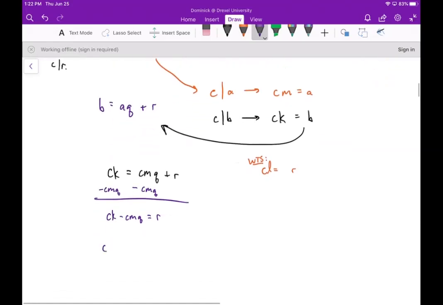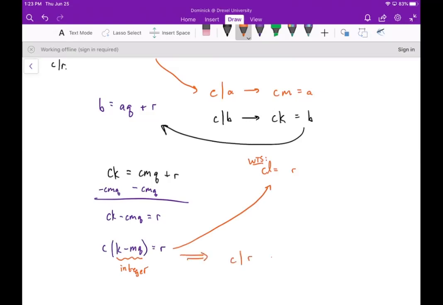And of course, I can factor out a C here, and I'm going to have K minus MQ, right? And of course, that is equal to R. Now, if I multiply or subtract two integers, I still get another integer. So I've shown that C times some integer gives me R. So of course, that allows us to say that C divides R.